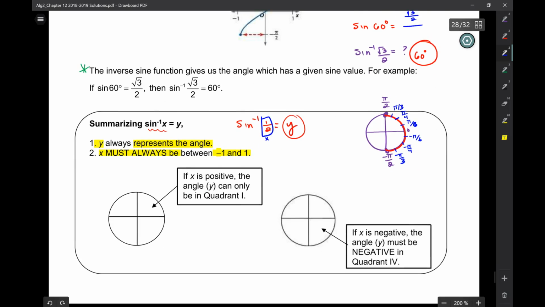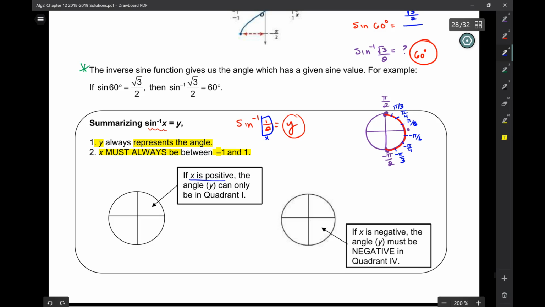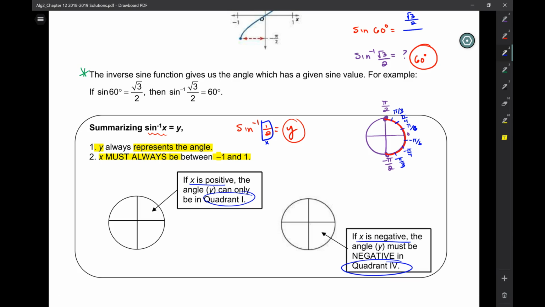Now, look at this for a minute. I know this is kind of confusing, but if we do a couple, you'll see what I'm talking about. Look at what I'm given here. This number x, inverse sine of a number, if that number is positive, the angle can only be in quadrant 1. If x is positive, only quadrant 1. If x is negative, only quadrant 4. And again, it must be one of those angles.